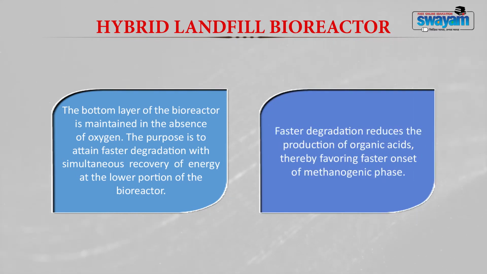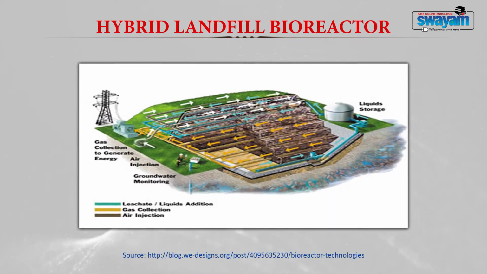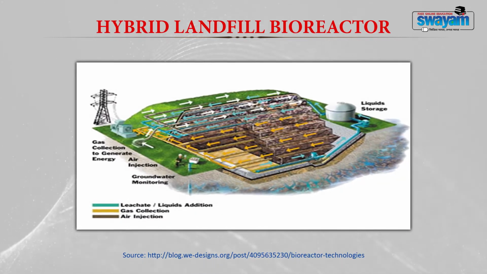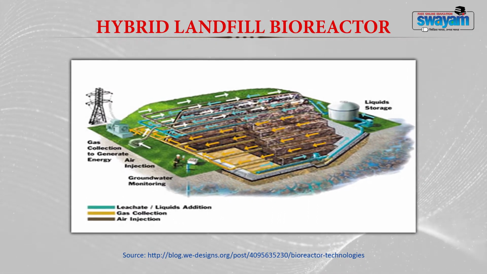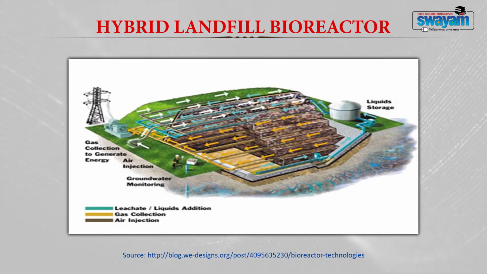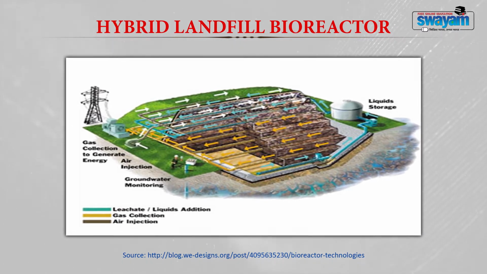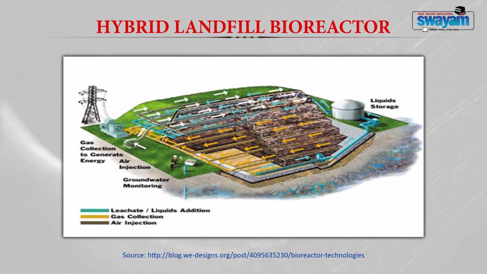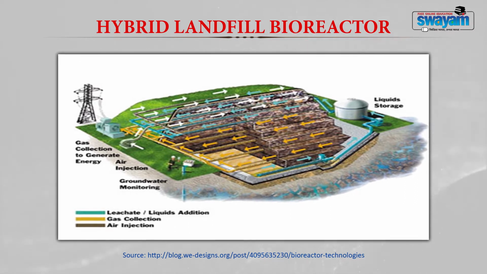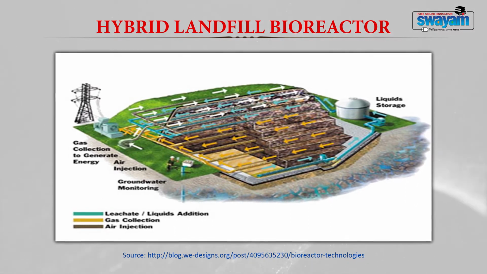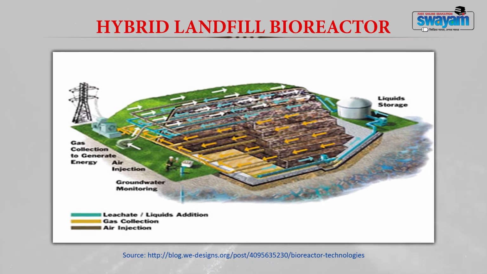Now, faster degradation will also reduce the production of organic acids, and also it will favor faster onset of the methanogenic phase. Now, this image shows a hybrid landfill bioreactor. Here you can see the landfill bioreactor working as two layers. On the top is the aerobic layer, and at the bottom you have the anaerobic layer. So, gas injection wells are located in the upper portion, and the liquid storage for the leachate circulation is laid throughout the landfill bioreactor for leachate circulation.